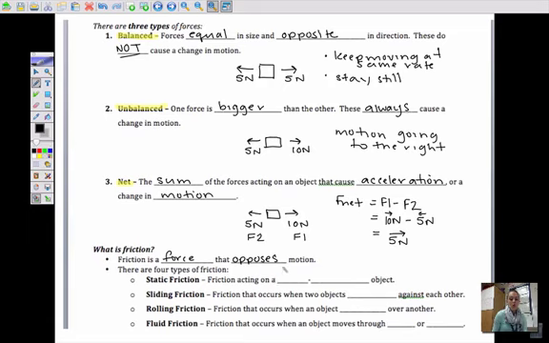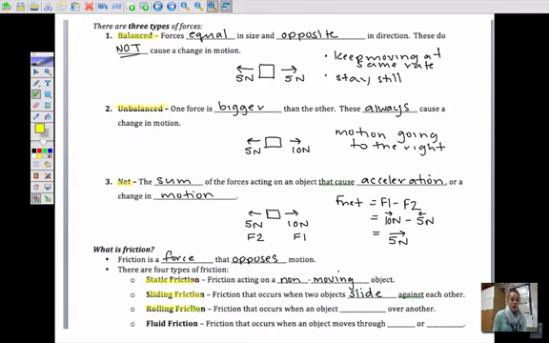And there are 4 types of friction. There's static friction, which is friction acting on a non-moving object. So right now, if you're sitting in your chair, there's static friction acting between you and the chair. There's sliding friction, which is friction that occurs when 2 objects slide or move against each other. So your pencil or pen across paper, there's sliding friction occurring there.